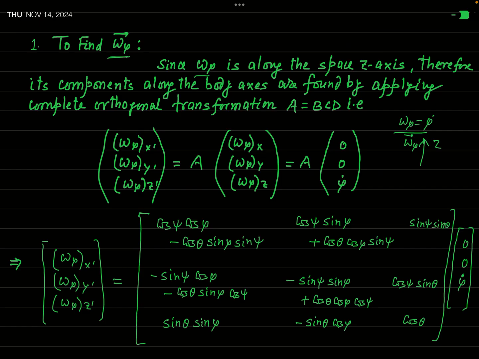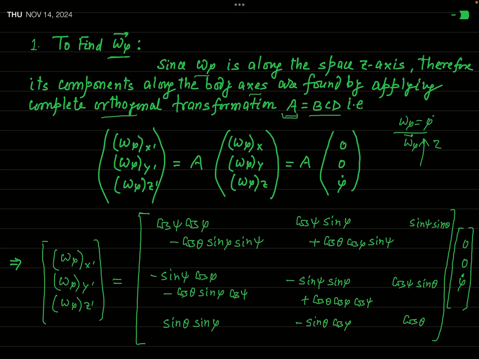Since it is along the space z axis, its components along the body axis are found by applying the complete orthogonal transformation A equal to BCD. Because when you transform z axis to z dashed axis, y axis to y dashed axis, x axis to x dashed axis, you have to make the complete transformation, and for that you must use this A.